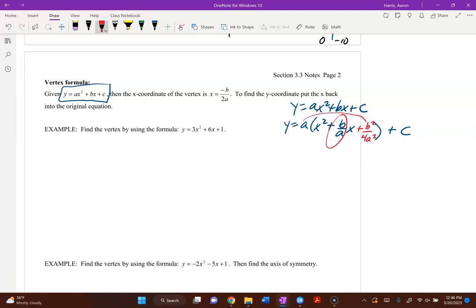So I added in a times b squared over 4a squared. In other words, b squared over 4a. So I'm going to subtract it from the same side. So I'm adding b squared over 4a, and I'm subtracting b squared over 4a. And now the reason I did that is so I could complete the square. This will actually factor into a perfect square.